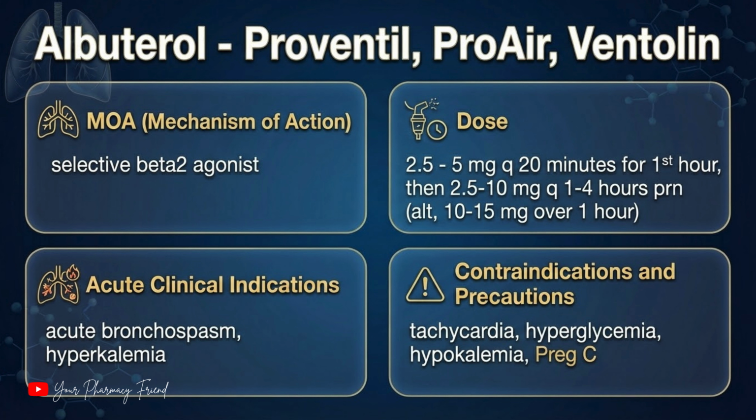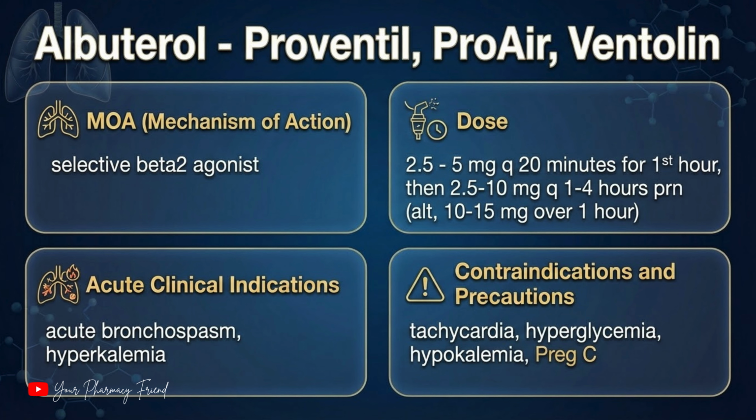Albuterol works by selectively stimulating beta-2 adrenergic receptors located in the smooth muscle of the bronchial airways. Activation of these receptors leads to relaxation of bronchial smooth muscle, resulting in rapid bronchodilation. This helps to relieve airway obstruction and improve airflow in patients experiencing bronchospasm.